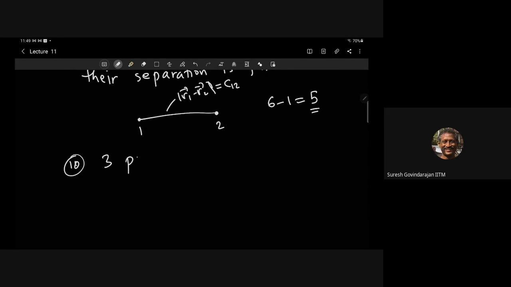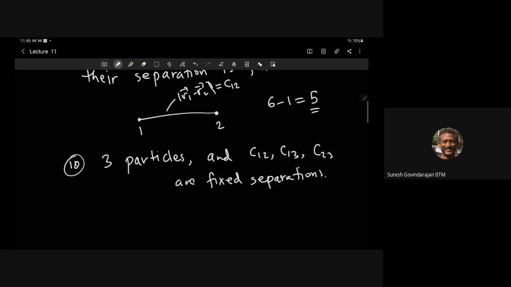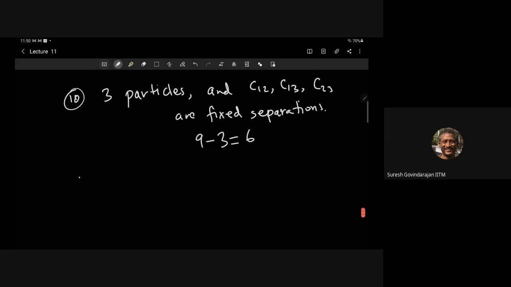3 particles, and the distances, each of the separations, C12, I am not defining it, it's obvious what it is, are fixed separations. How many degrees of freedom? 6. Okay, so 9 minus 3, which is 6. So now we will become even faster.